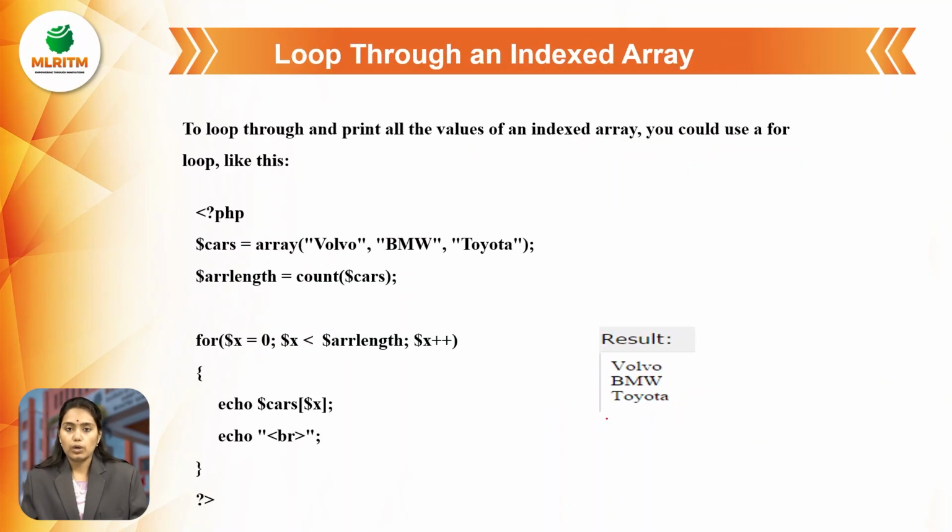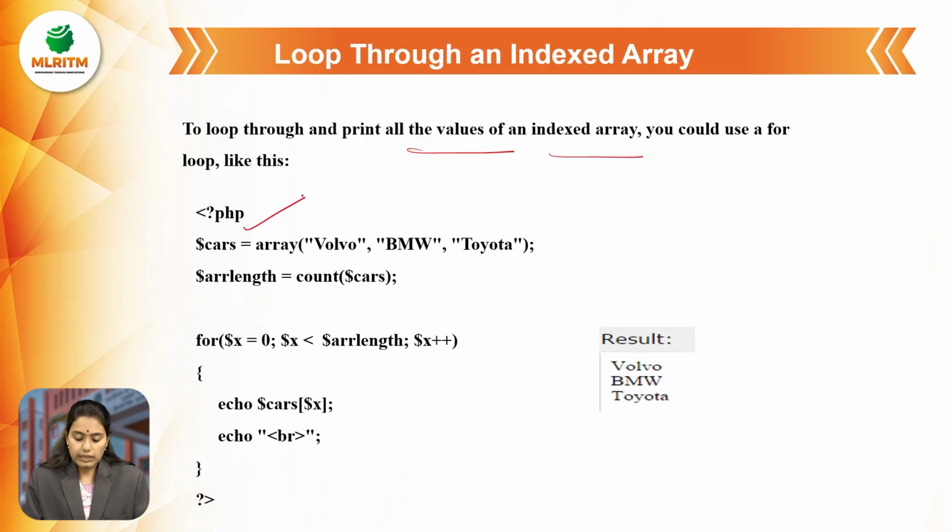Next, loop through an index array. First we have seen a simple index array. Now we'll see how to loop through it. If it has many values, then how does it call them automatically? Let's see. To loop through and print all the values of an index array, you could use a for loop.